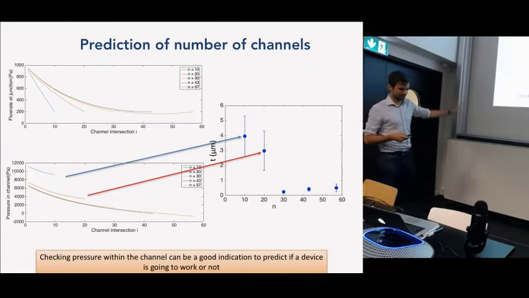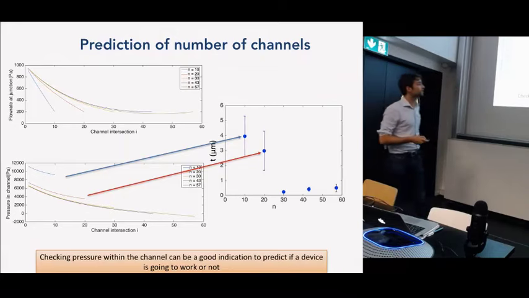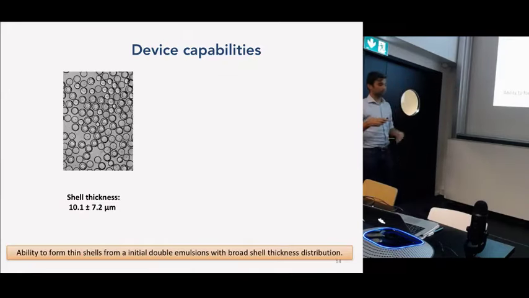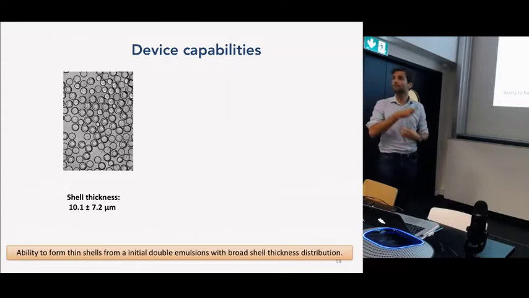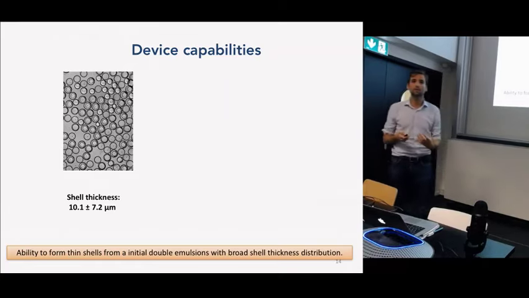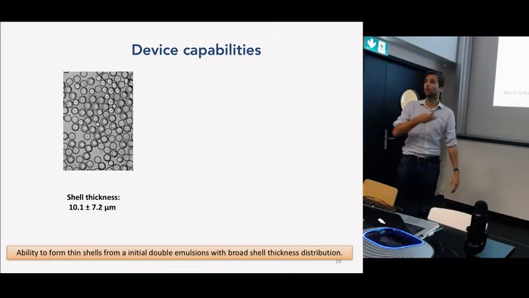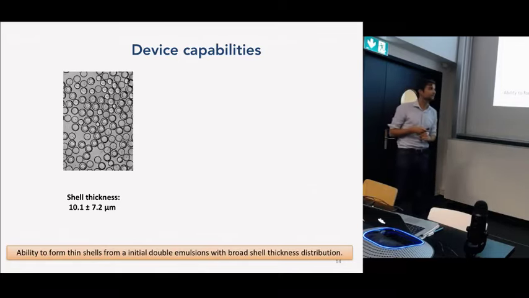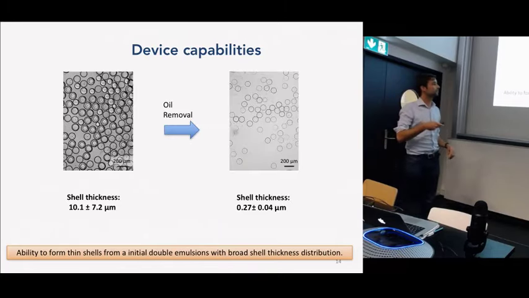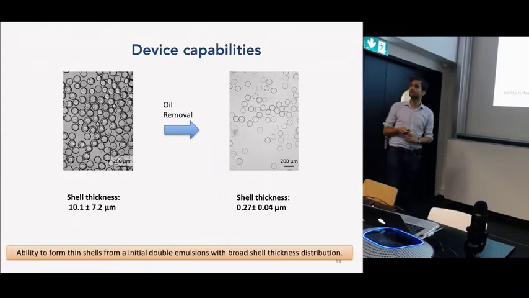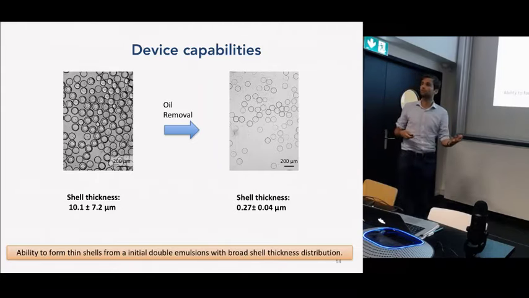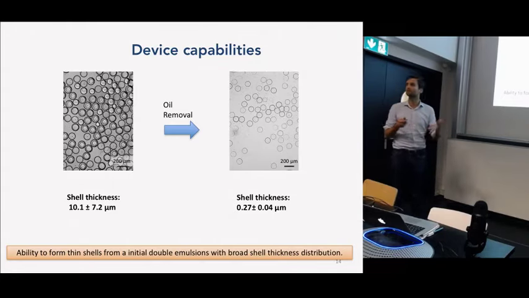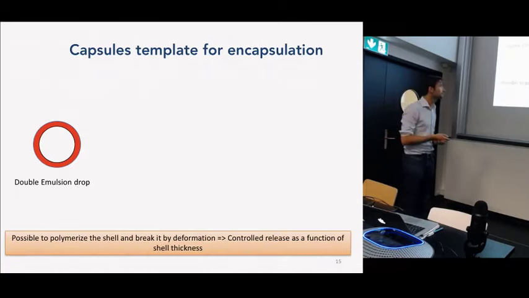Okay, this is a nice modelization. I just want to show you quickly what we can do with this device. We put some double emulsion which have a huge distribution in terms of shell thickness. We had 5 to 18 micron in shell thickness. And we put them through the device, and we were able to obtain a shell thickness which is relatively homogeneous, around 270 nanometer. So that's cool, because you could imagine having another way of producing double emulsion, which is not necessarily microfluidics, and still obtaining thin shells.